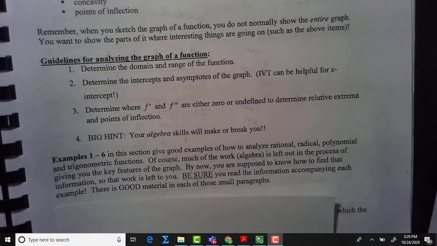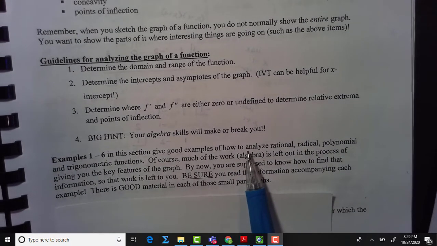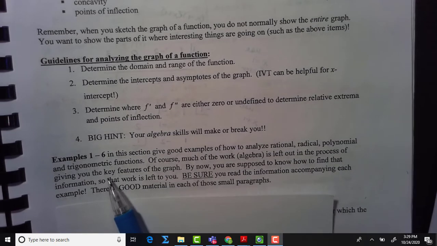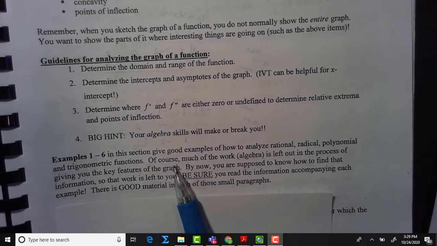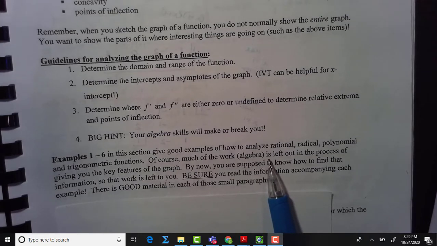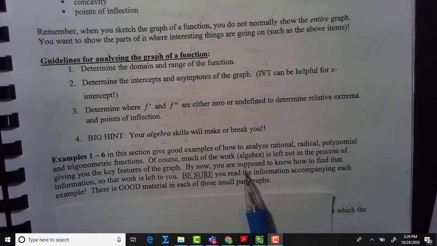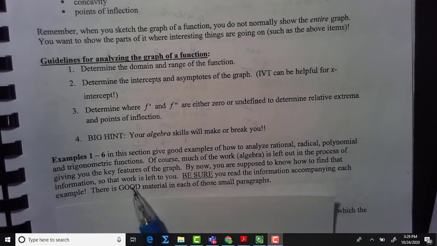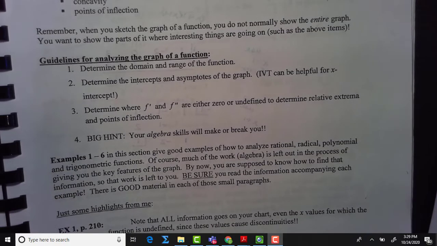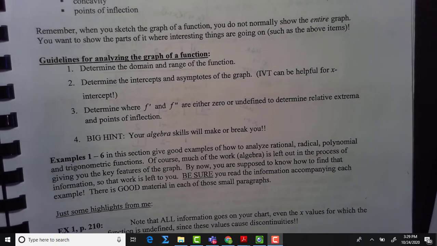Examples 1 through 6 in this section give good examples of how to analyze rational, radical, polynomial and trigonometric functions. Of course, much of the algebra is left out in the process of giving you key features of the graph. By now, you are supposed to know how to find that information, so that work is going to be left to you. So be sure that you read the information accompanying each example that is listed below and on the next page. There is good material in each of these small paragraphs. So some highlights from me. Each one of these deals with the graphs.